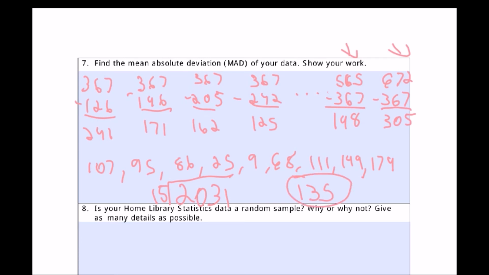So again, steps there. Take your mean, subtract it from all the numbers. So you're going to do 15 subtraction problems. Get those 15 numbers and find the mean of them. So add them all up, divide them by 15.